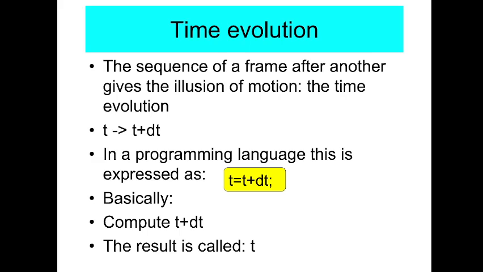So we will have a sequence of frames, and we will update the time going from time t to time t plus dt. This statement is written in computer language notation, where this rightward arrow means you compute t plus dt and place it in the memory area called t. So the new update of the time is time plus the time step or time lapse.